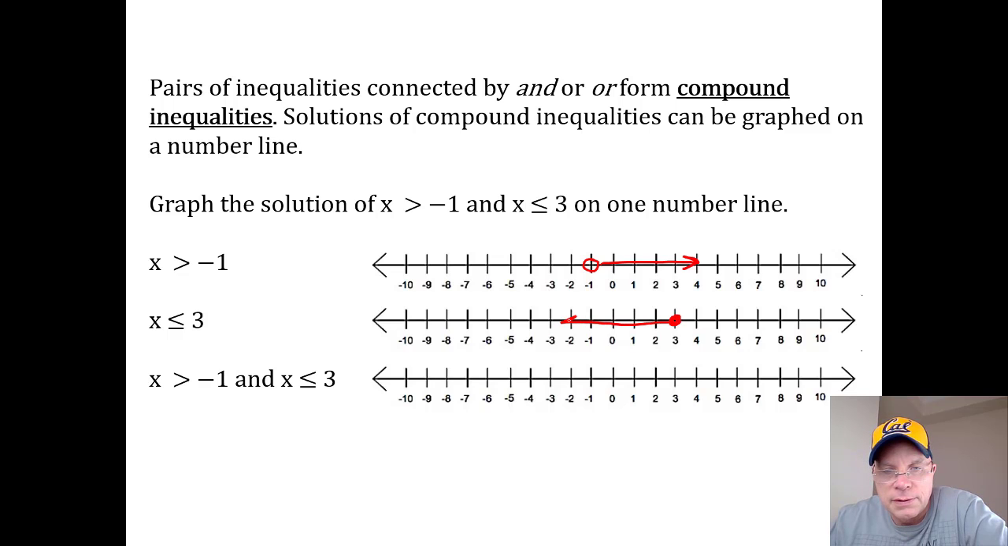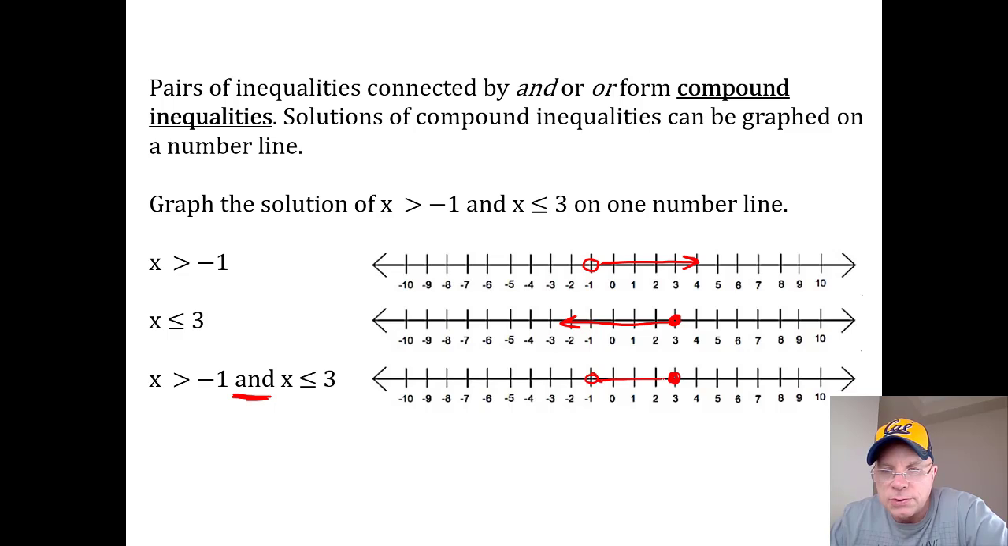arrow to the left. Now when it says and, it means anything that's in this solution set and that solution set. Not either or, and. So you see the overlap starts at -1 but does not include -1. And then everything overlaps all the way until we get up to 3, including 3.